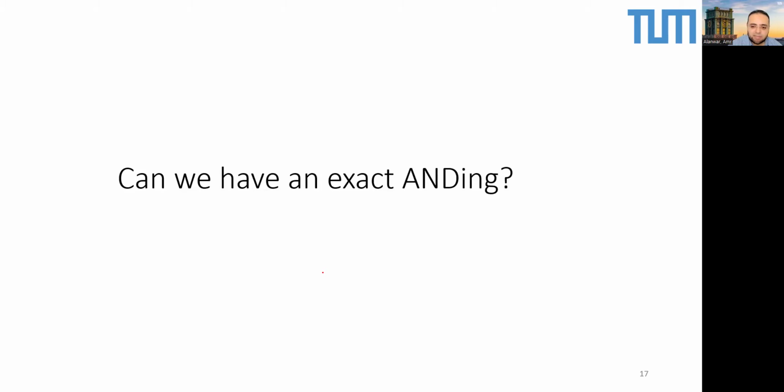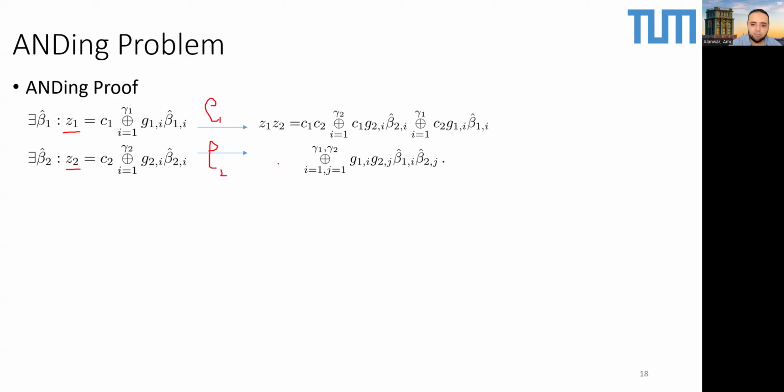But can we have exact ANDing instead of the over-approximation? And the answer to this takes us to looking into the ANDing proof, which is quite simple. If you have a point Z1 inside the first logical zonotope L1, and you have Z2 inside the second logical zonotope L2, so we will AND both points, which means ANDing, it's like multiplication. You AND each term with each term. As you can see here, there is beta ANDed with another beta.